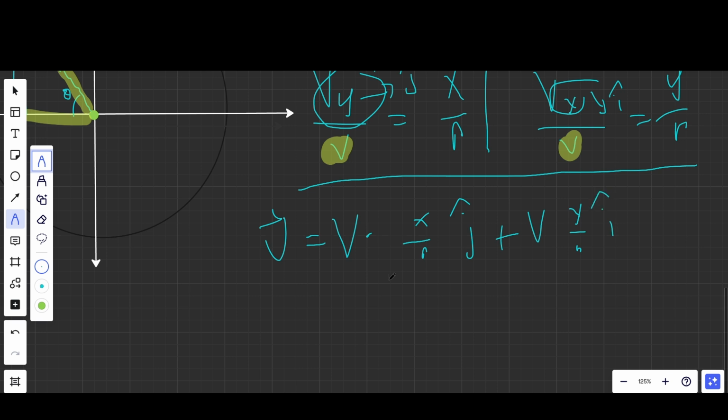Now if your teacher looks at this, he or she will throw in a big objection that you have to first write y and then write i. That's exactly what I'm going to do now. So, Vy over R i hat plus V times X over R j hat. Alright, pretty neat.